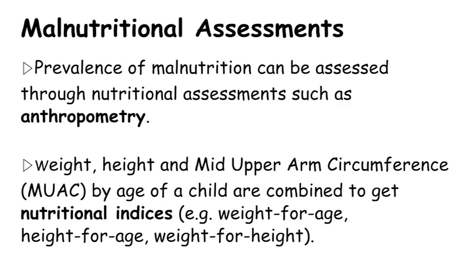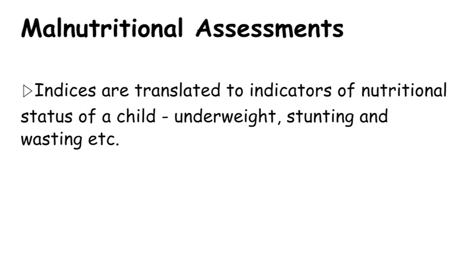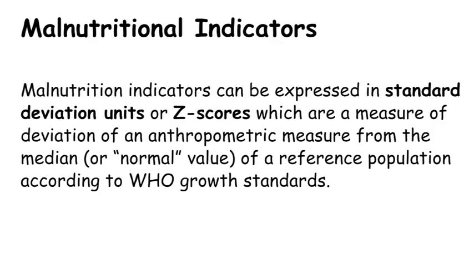These are weight for age, height for age, weight for height, for example, and these indicate the nutrition status of a child. For example, the weight for age will indicate underweight, height for age will indicate stunting, weight for height will indicate wasting. Malnutrition indicators can be expressed in standard deviation units, or Z-scores. These are a measure of deviation of an anthropometric measure from the median, or the normal value of a reference population according to the WHO growth standards.